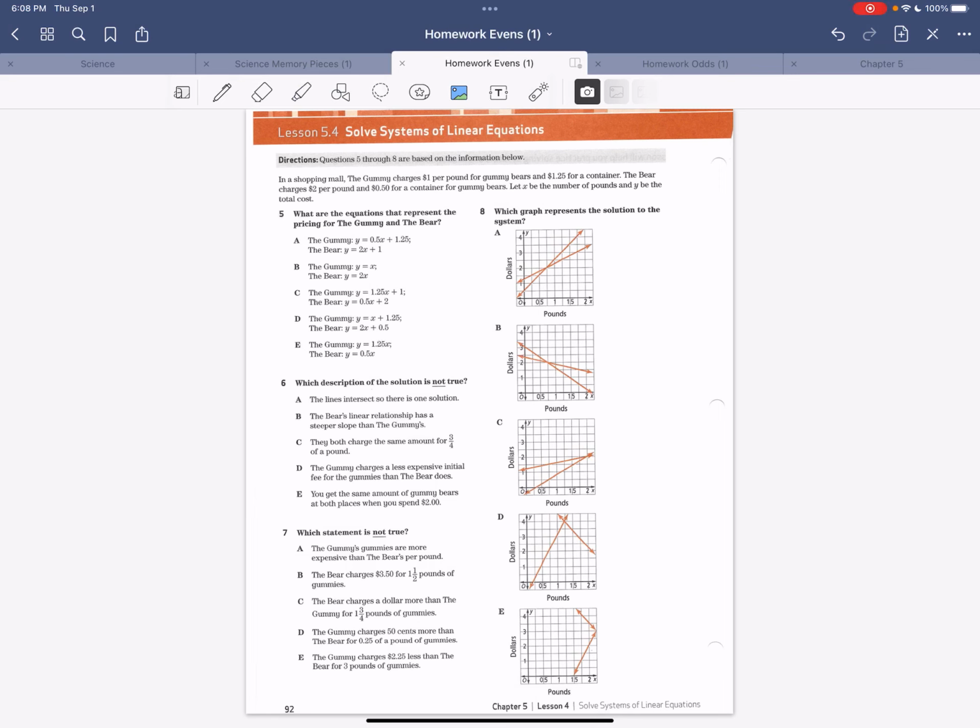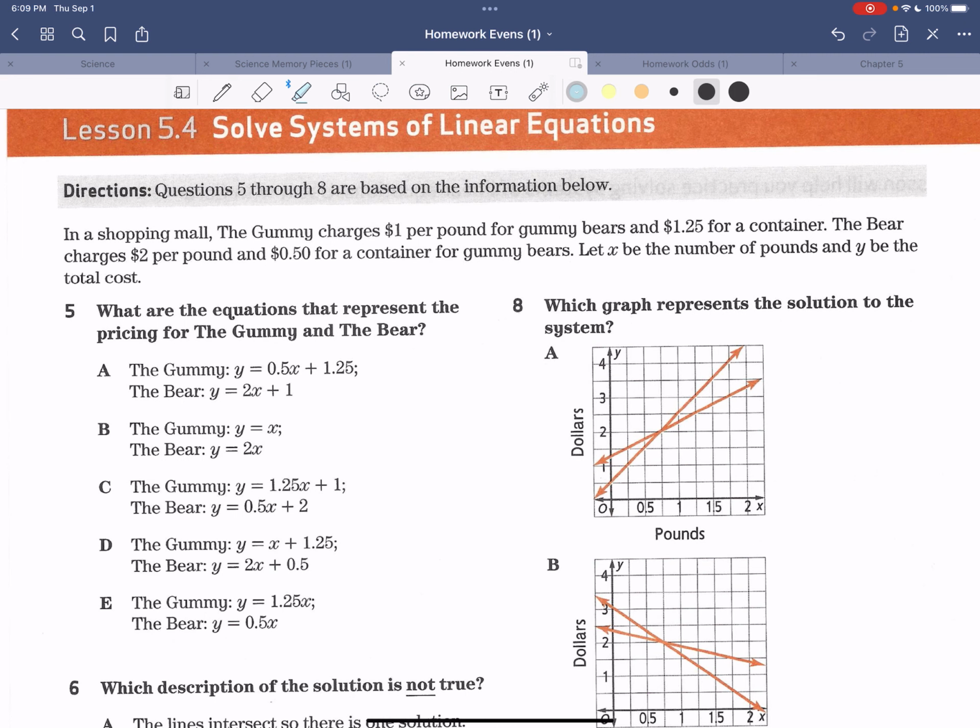I'm on page 92 of the exercise book, and we are looking at question 5. It tells me that all the questions on this page refer to this story. In a shopping mall, the Gummy charges $1 per pound for gummy bears and $1.25 for a container. The Bear charges $2 a pound, but only 50 cents for a container for gummy bears. Let X be the number of pounds and Y be the total cost.